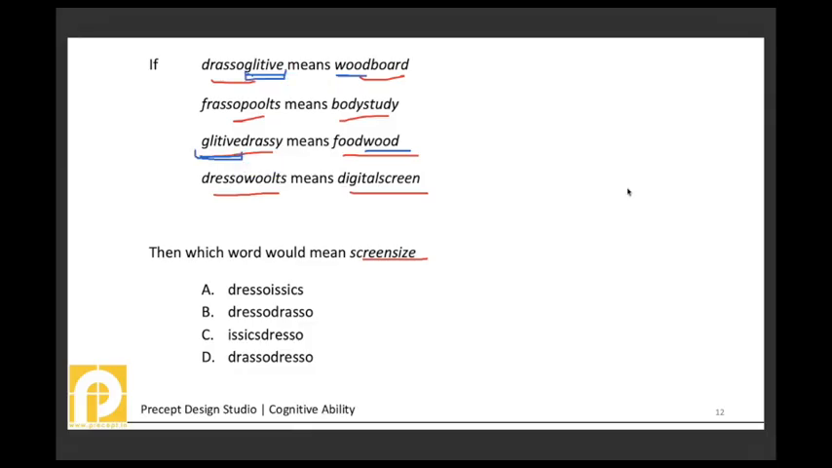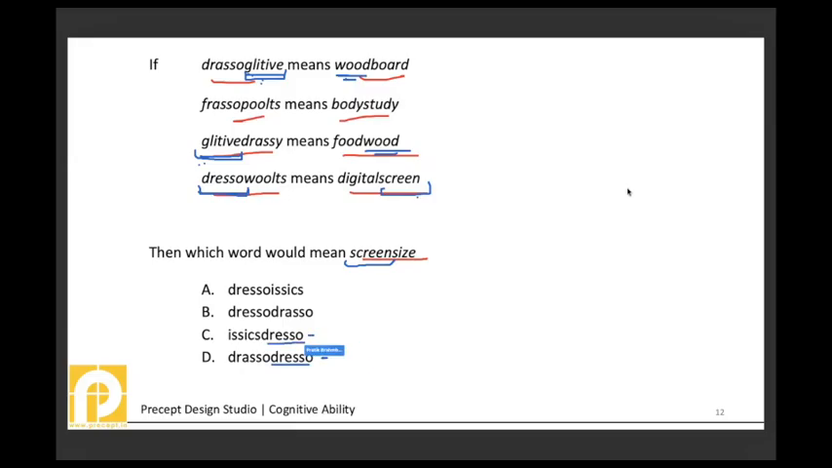Here, glitter is a repetitive word and wood is a repetitive word. Also, if you look at the position, wood is in the first part and glitter in the second part, then wood in the second part and glitter in the first part, which means it flips. So I have to identify what screen means first. Screen is in the second part, which means dreso, D-R-E-S-S-O, is the word that means screen, coming in the first half. So the words that have dreso are C and D.